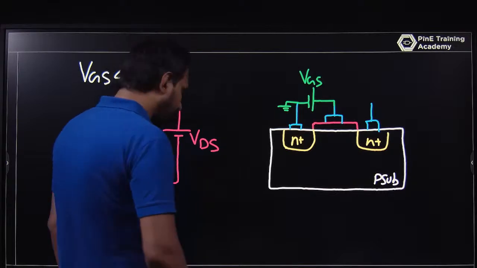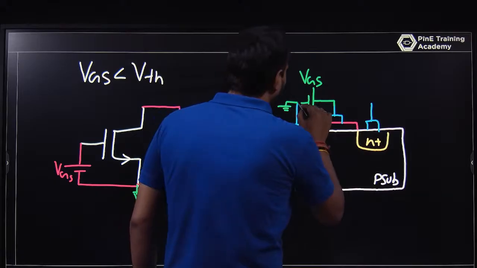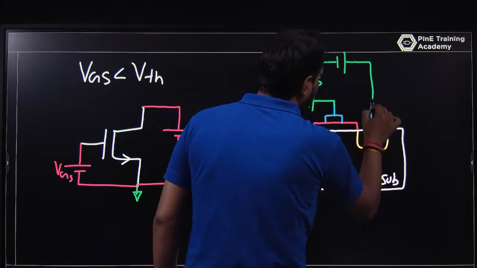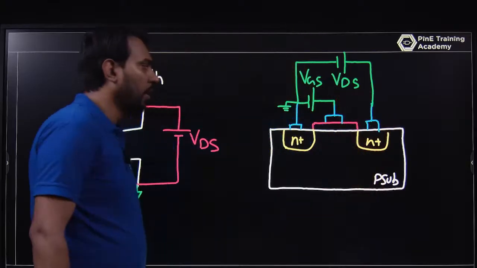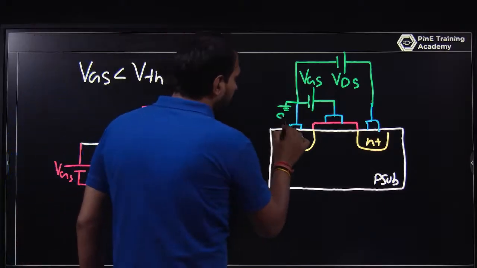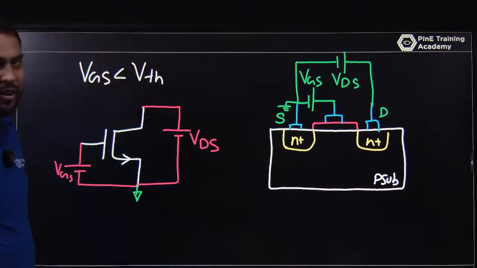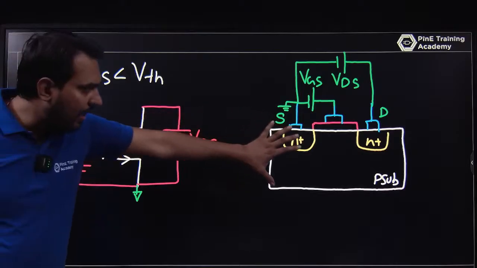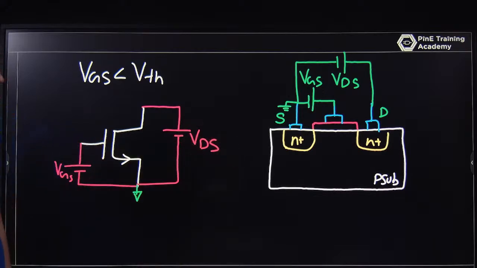Okay, and you have another potential here, that will be VDS. Yes, this is your VDS. This is a source and this is a drain, and for VDS, the drain terminal is at a higher potential than the source, where the source is grounded. So you can think like this or you can think like this. This is a symbol structure and this is a cross-sectional view.